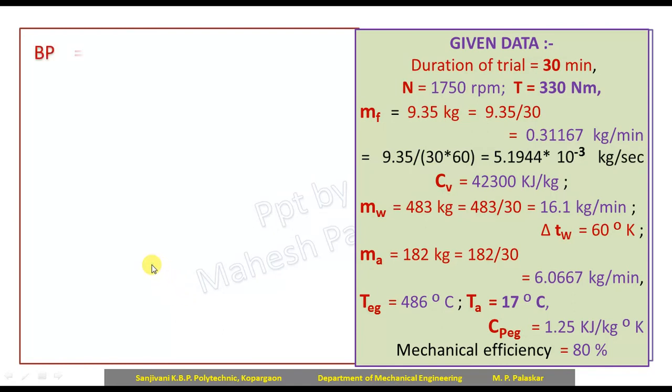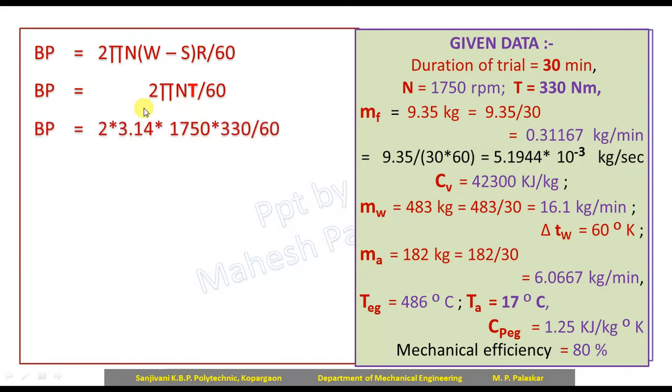Actually, the brake power is found out by this equation in such type of numericals, that is 2 pi N into (W minus S) into R upon 60. So here this (W minus S) into R is nothing but the torque. So it is the net brake torque. W minus S is the net braking force and R is the effective radius. But in this problem we can use this formula also, because this torque T is directly given to us. So we have to put the values.